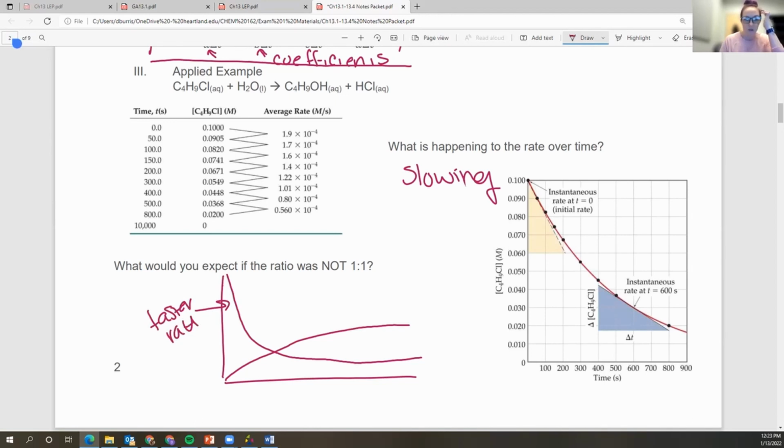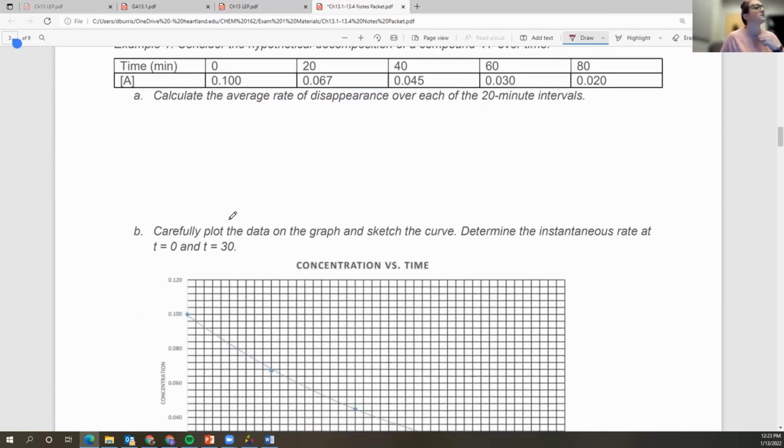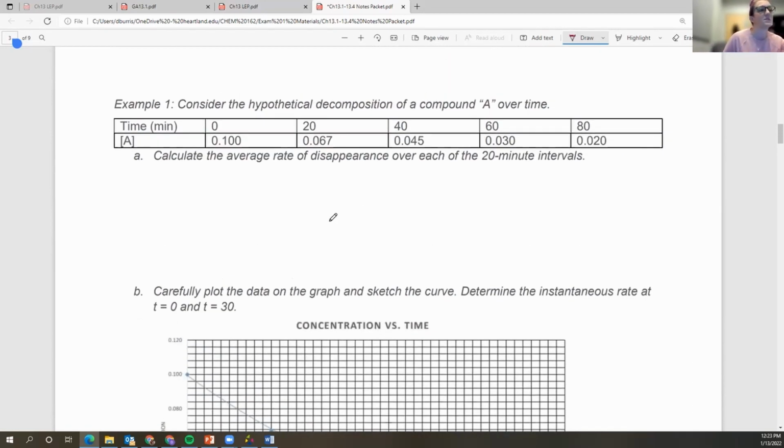Maybe twice as fast or 3 times as fast if we actually put numbers on there. Okay, so that's what the graph would kind of look like. So we're going to do some examples where we look at some data and figure out what's happening to the rate over time. I'm going to do example 1, and then I'll probably have you try example 2 on your own. Example 1 says, consider the hypothetical decomposition of a compound A over time.